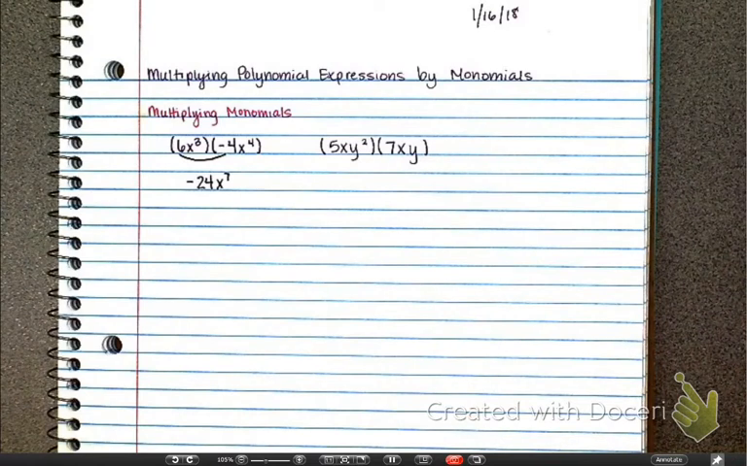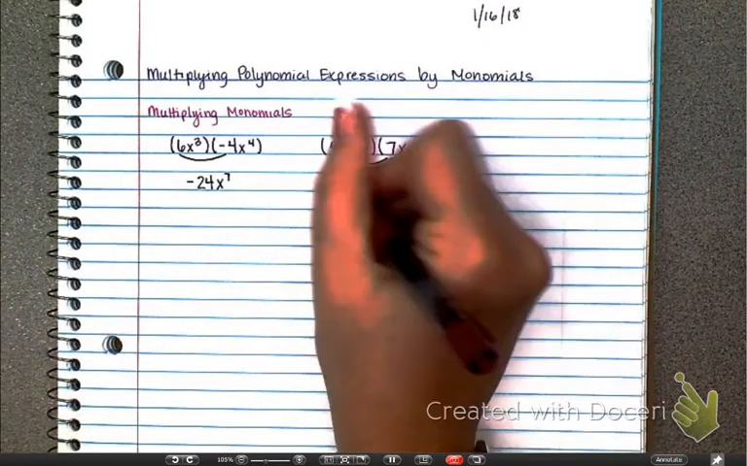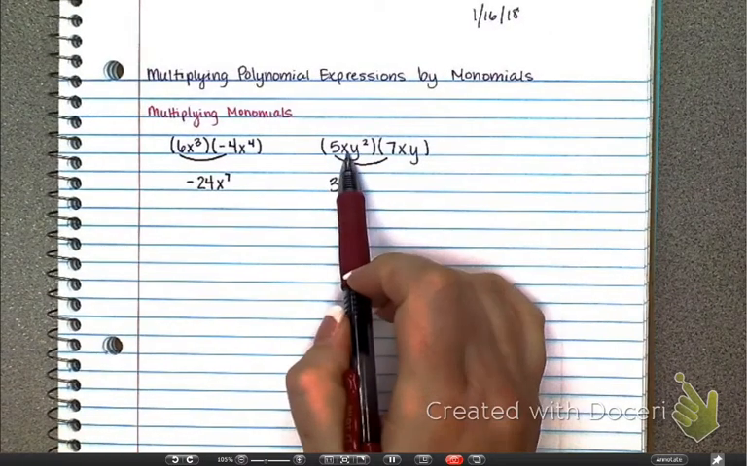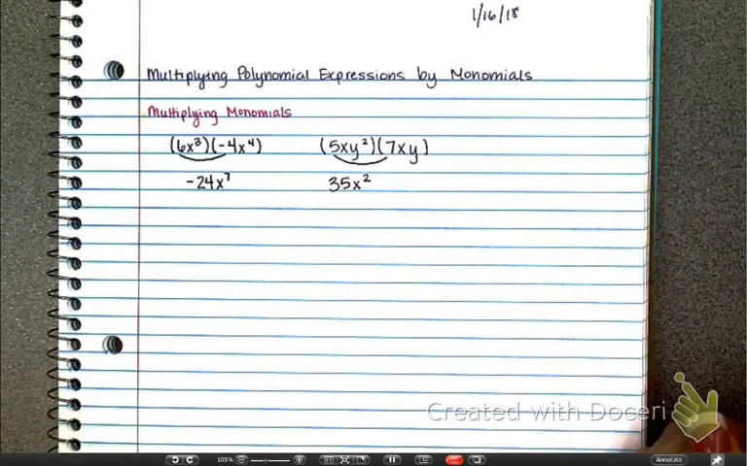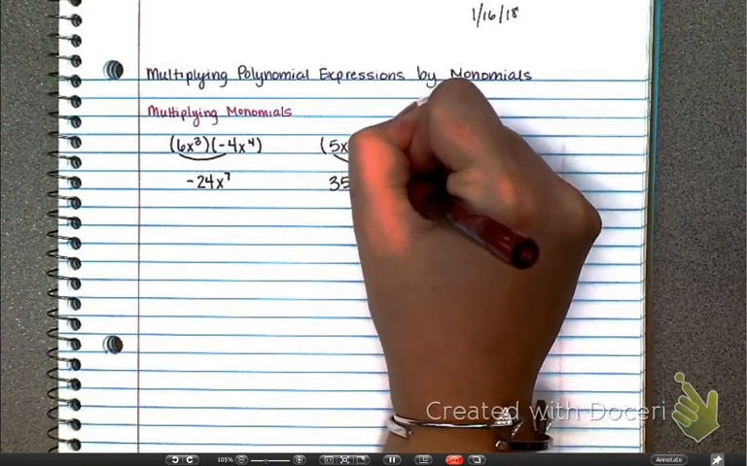Let me just talk about this. So you're multiplying your coefficients first. So 5 times 7, 35. I have 1x here and 1x here for a total of 2 x's. And I have 2 here and 1 here for a total of 3 y's.